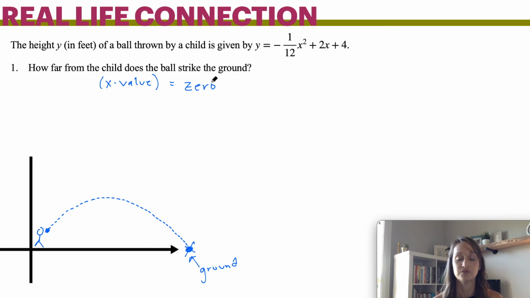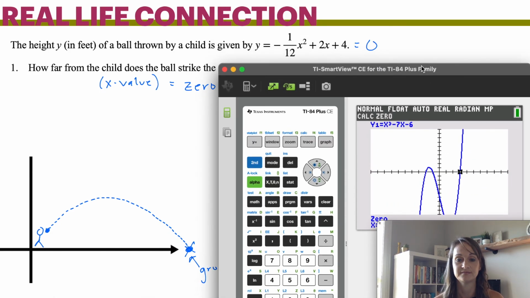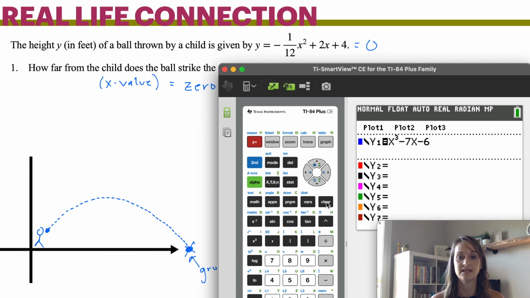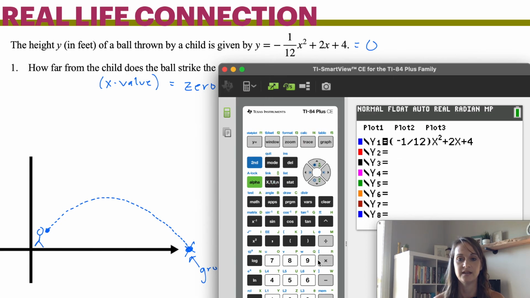So there's two ways you can do this. You can either set this equal to 0 and do synthetic division, or you can bring up your calculator. If you go to y equals, clear out anything that you have. Now in this case, you need to hit parentheses 1 divided by 12 before you do your x squared, and then plus 2x plus 4, hit enter.